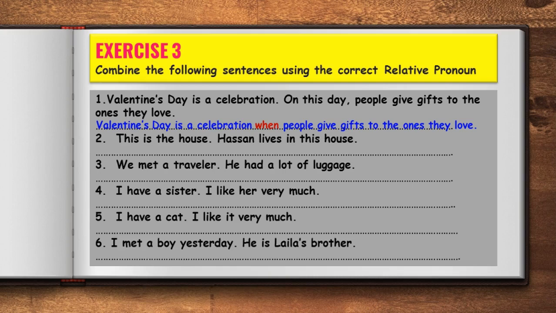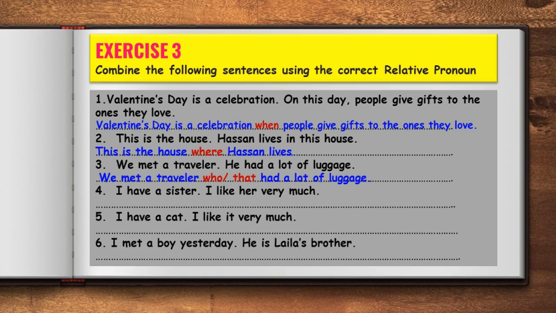Very good. That's number two. This is the house. Hassan lives in this house. So we have the house here referred to as a place. So we're going to say this is the house where Hassan lives. We met a traveler. He had a lot of luggage. So here the one who's repeated again, a traveler, and he, we're going to use who because it's a person. So we met a traveler who had a lot of luggage.